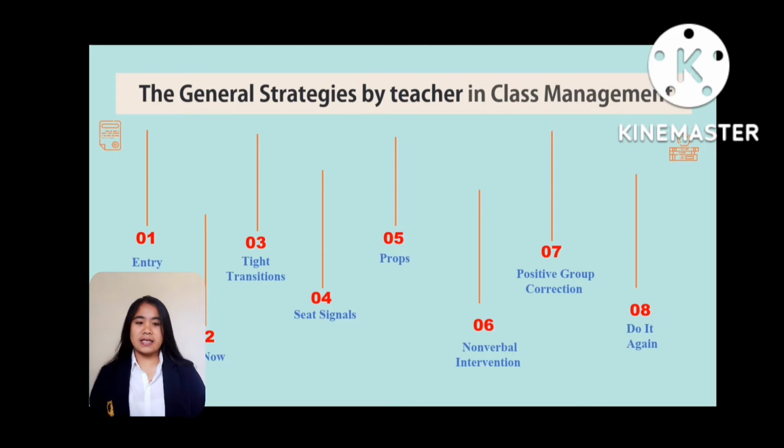Okay, the next is passive group correction. It's a quick verbal reminder that lets a group of students know what they should be doing. And the last one, do it again. It's used when students do not perform a basic task correctly and the teacher asks them to do it again to correct it.